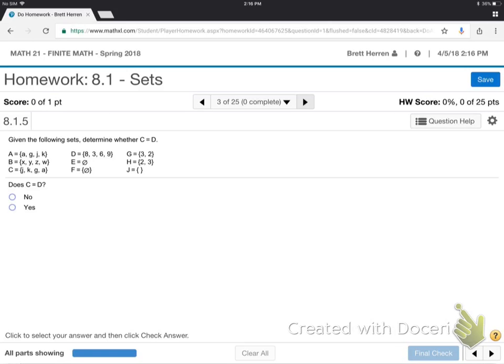Okay, so they got a bunch of sets there. I don't know if you can see them all. I probably should have made them bigger. But all they care about is C and D. They're saying, look at set C, look at set D. Are they equal? No, that's a silly question, huh? By the way, the order of the stuff doesn't matter, but the stuff itself matters. So no, one of them's got numbers, the other's got letters. No, they're not the same. That was a silly question.